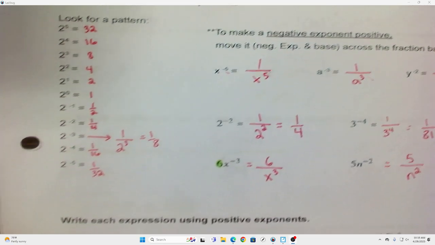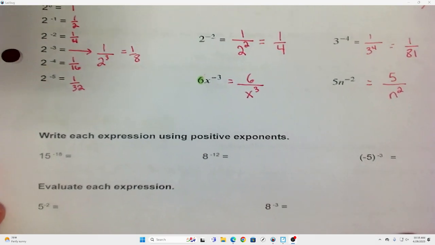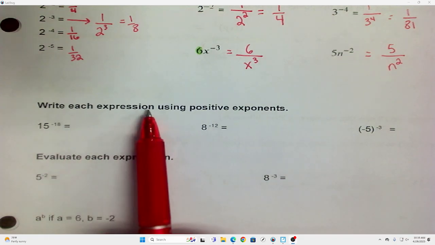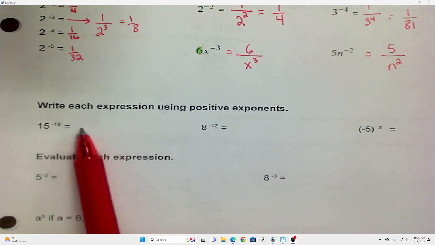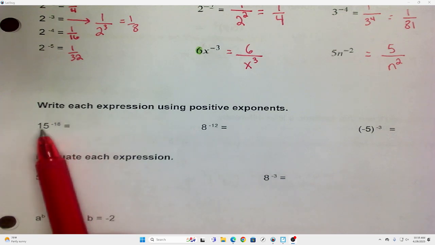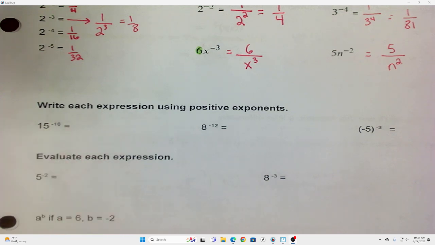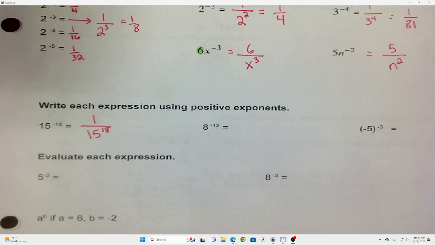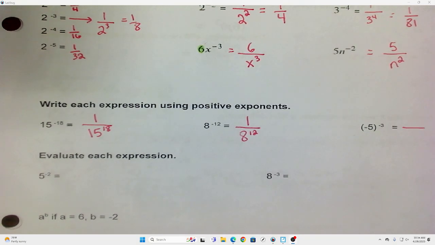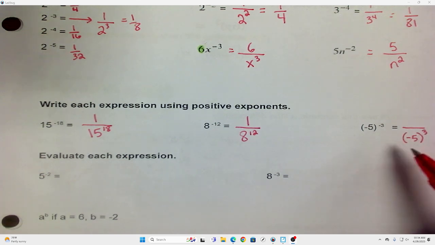So you're going to have a worksheet tonight where it's going to ask you to do two things. One, it's going to ask you to write each expression using positive exponents. That's easy. Evaluating, we just take it a little bit further. So let's go through this one. Can you please write this as a positive exponent? Remember, keep the parentheses around your base if they're there.